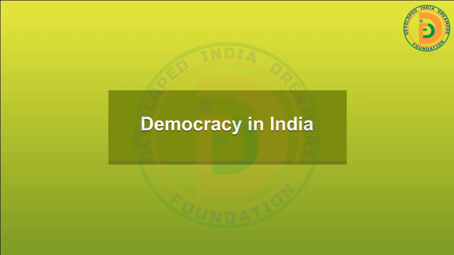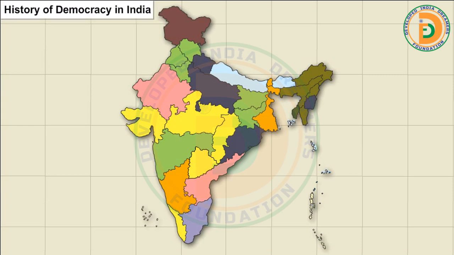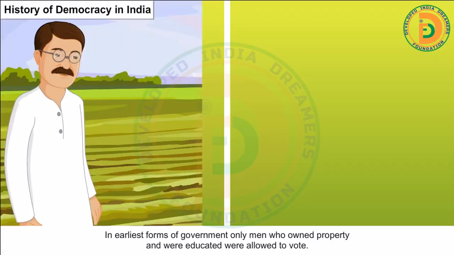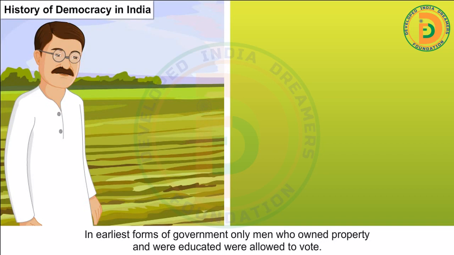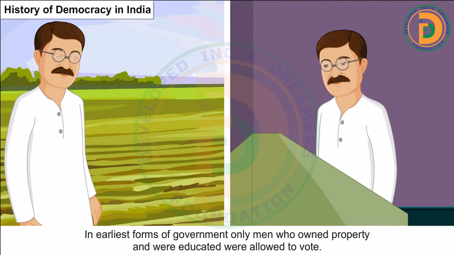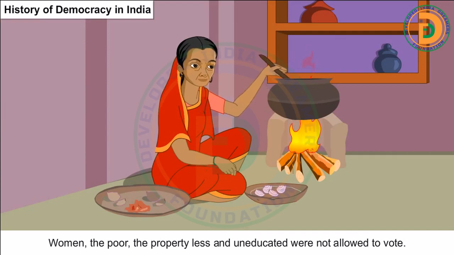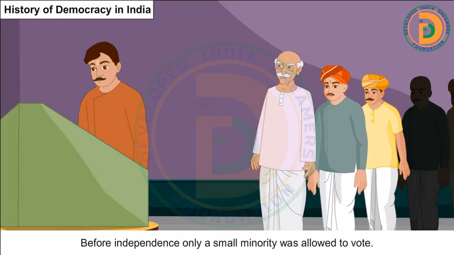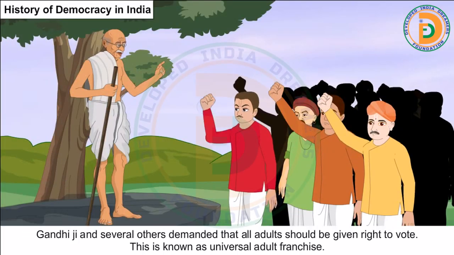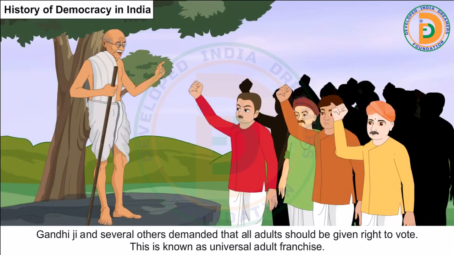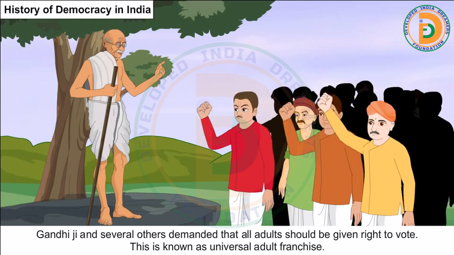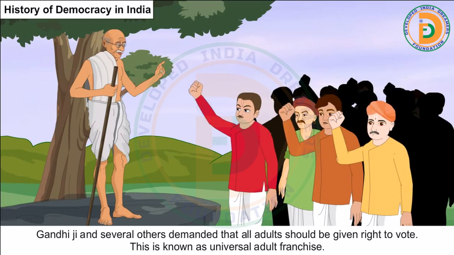Democracy in India. History of democracy in India. In the earliest forms of government, only men who owned property and were educated were allowed to vote. Women, the poor, the propertyless, and the uneducated were not allowed to vote. Before independence, only a small minority was allowed to vote. Gandhiji and several others demanded that all adults should be given the right to vote. This is known as universal adult franchise.